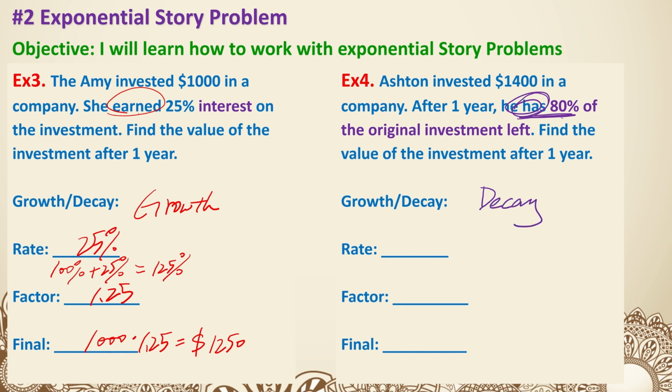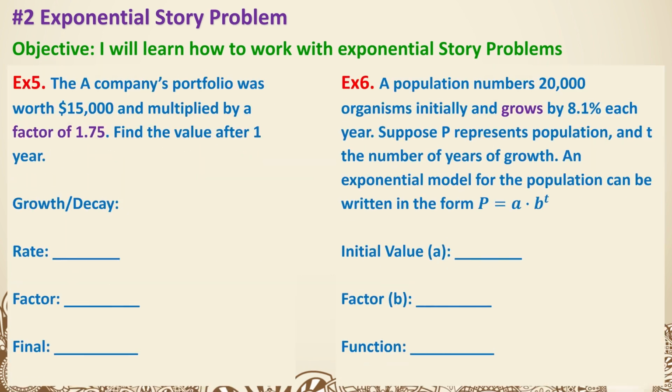If he only has 80% left, that means it's decay. And the tricky thing about example 4 is this 80% is actually our factor, which in other words is 0.8. If the result is 80% compared to 100%, that means our rate is going to be 20%. And it actually goes down 20%. Final is going to be 1,400 times 0.8, which is $1,120.